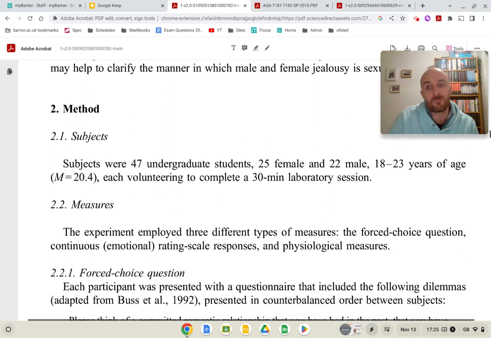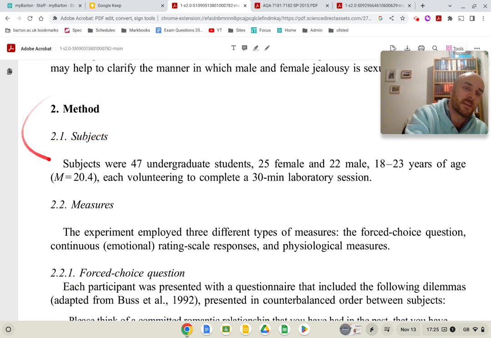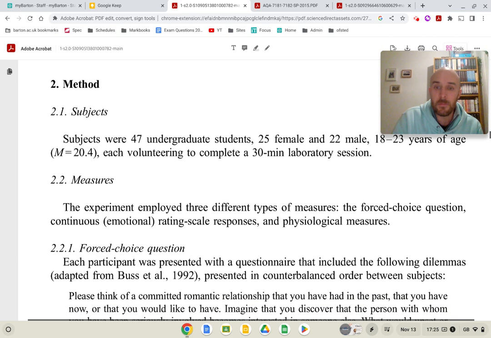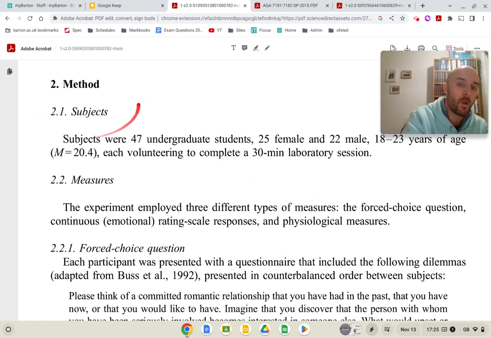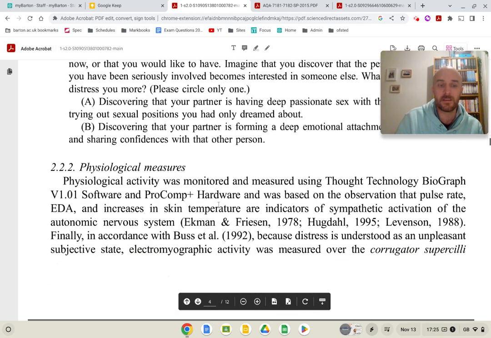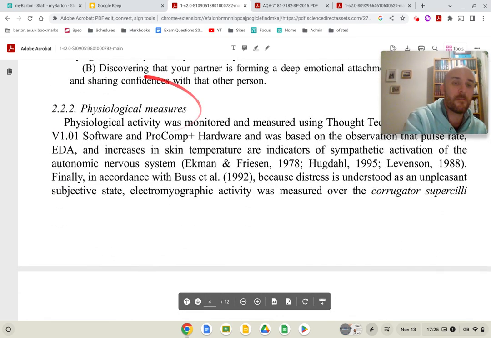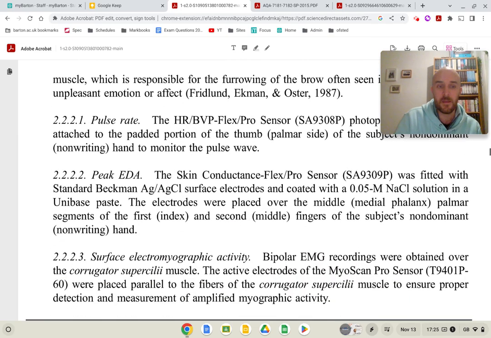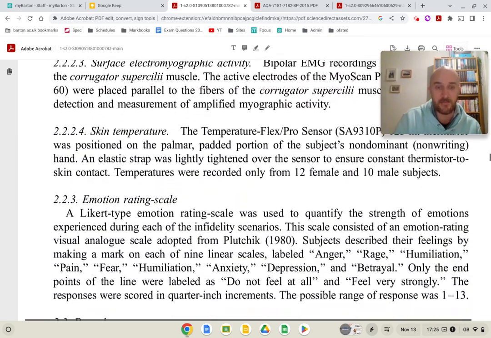Now, the point of the introduction is just to set the scene of what you are going to do. So in your method, you're basically going to outline how, step by step, you've done your piece of research. Who were your participants? What measures did you give them, for example, and go into a bit of detail and justification as to why? How are you physiologically measuring them? And look, there's a lot here.